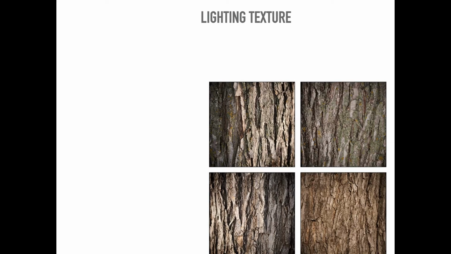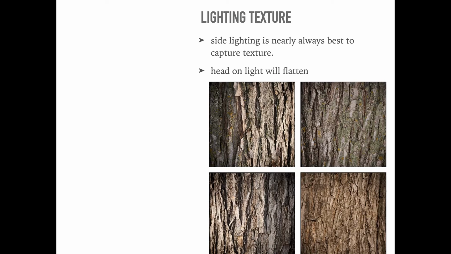Lighting texture. So we will get more into lighting, but just like with form, lighting from the side, because texture actually is the three-dimensionality of a surface. So by lighting from the side, we're almost always going to have the best capture of texture. Like these two on the right are front lit, so they look flatter. The two on the left have much more contrast because the lighting is getting caught on the places that are higher and getting trapped and not allowed into the places that are deeper.